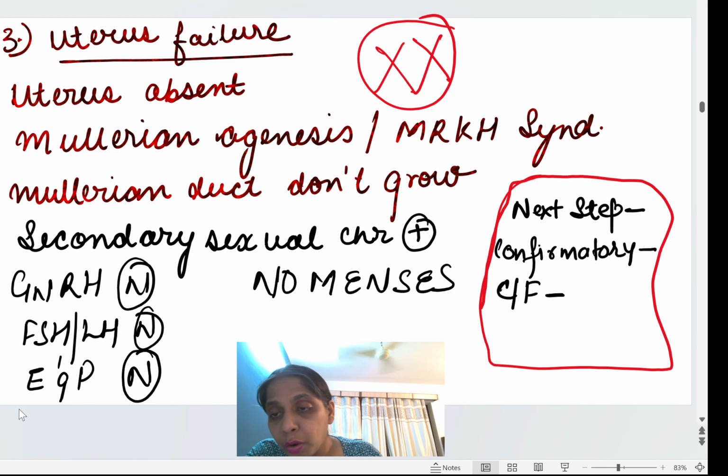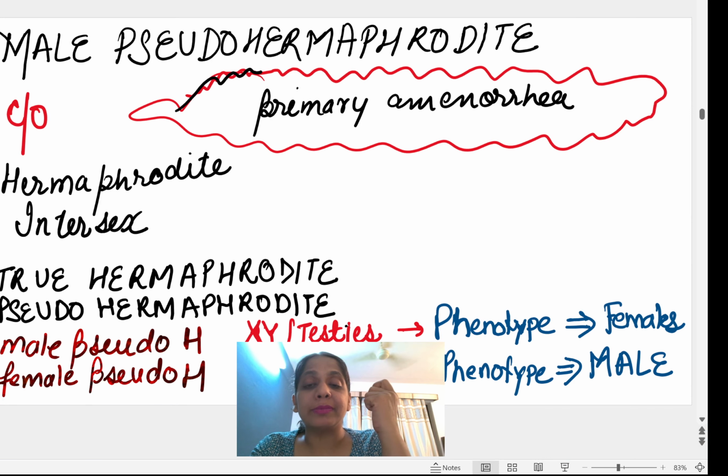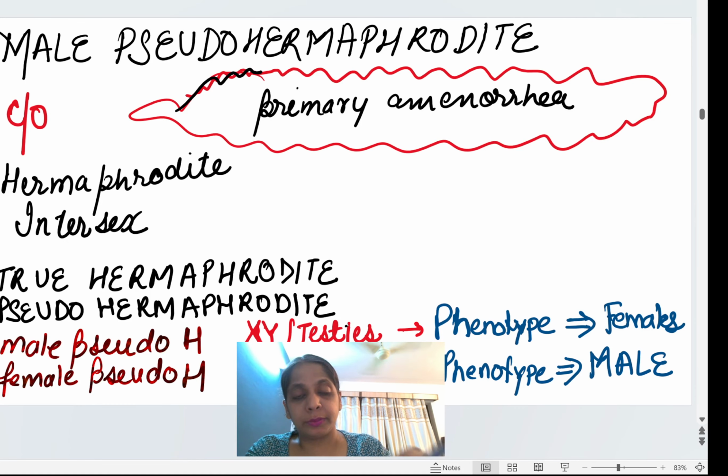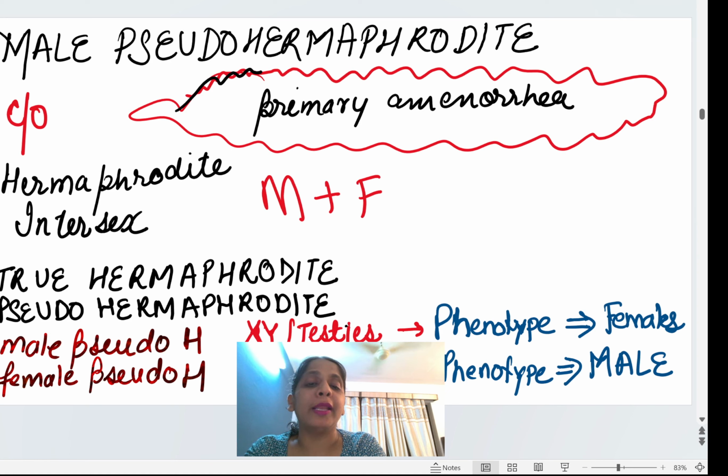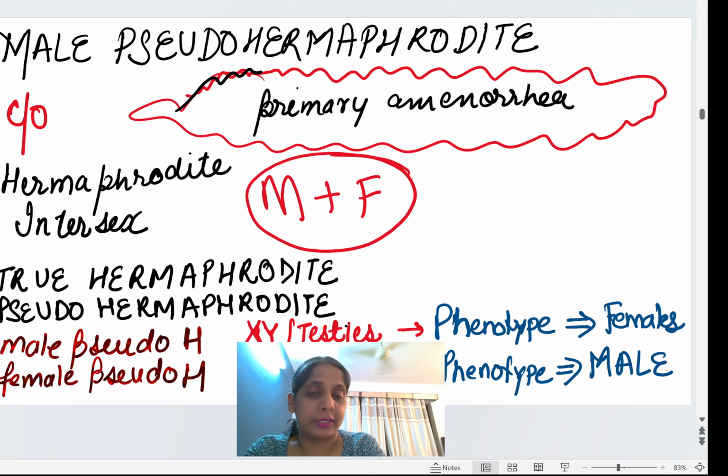Okay, now another cause of primary amenorrhea is male pseudo hermaphrodite. So let's discuss what hermaphrodite means. Hermaphrodite or intersex means the persons in whom both male and female features are present. To whom we say intersex. Intersex means both male and female features are present.